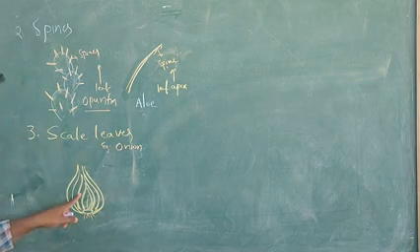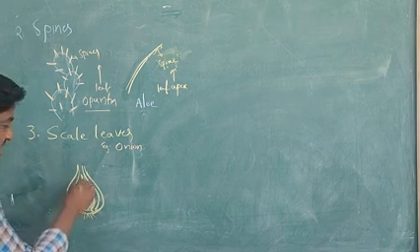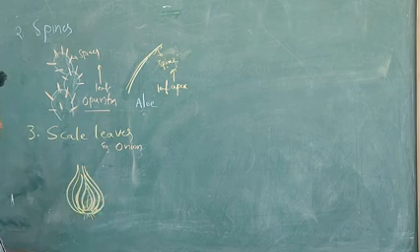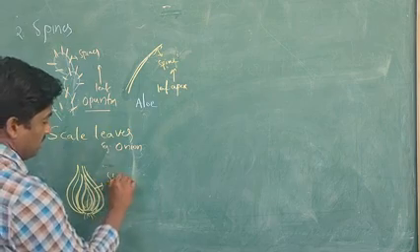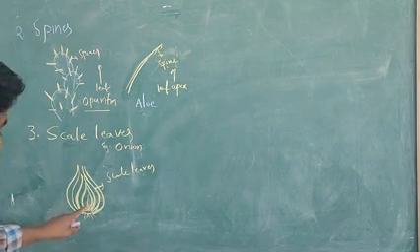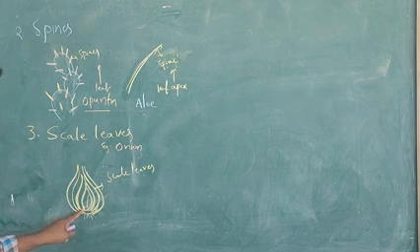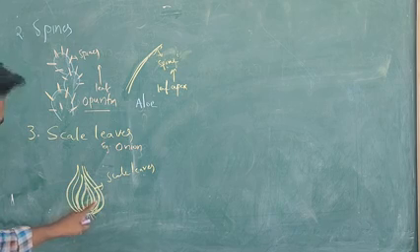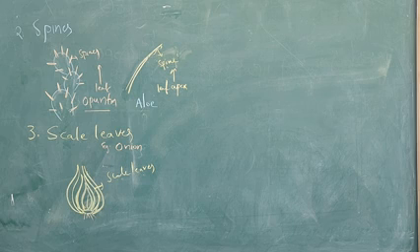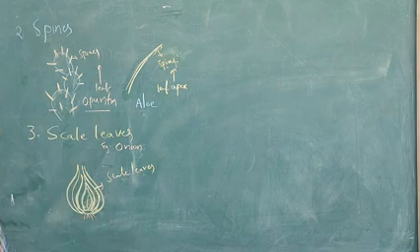So in the scaly leaf, the leaves are modified to form fleshy leaf-like structures. These store the food materials. So these are scale leaves. Scale leaves means, here, example onion, the leaves are modified to form fleshy leaf-like structures which store the food material. Those are called scaly leaves. Once again, see, scaly leaves means the leaf is modified to form a fleshy, food-storing structure. These are called scaly leaves.